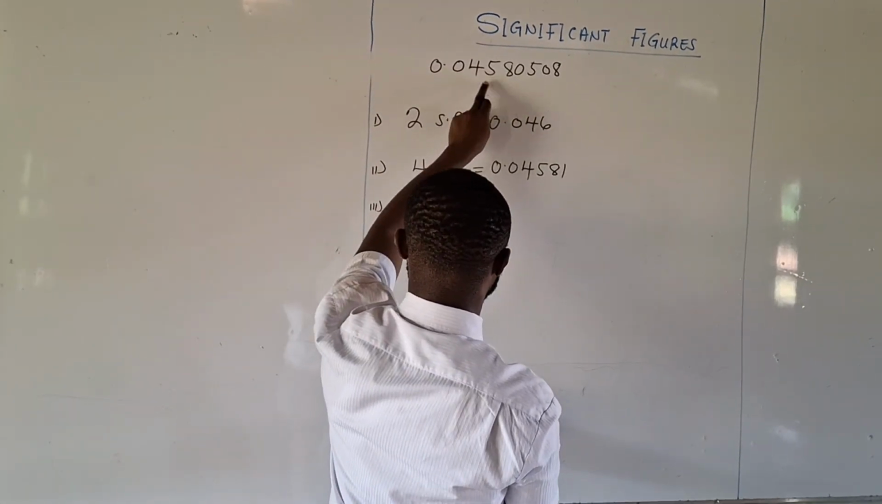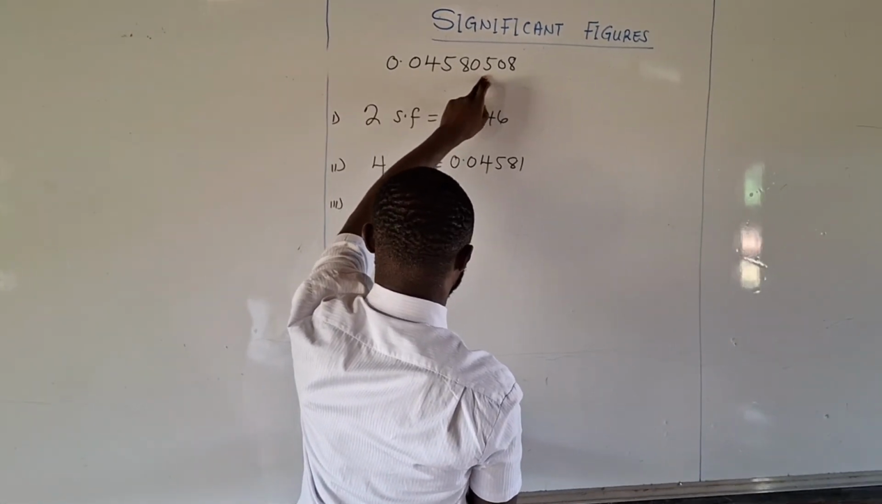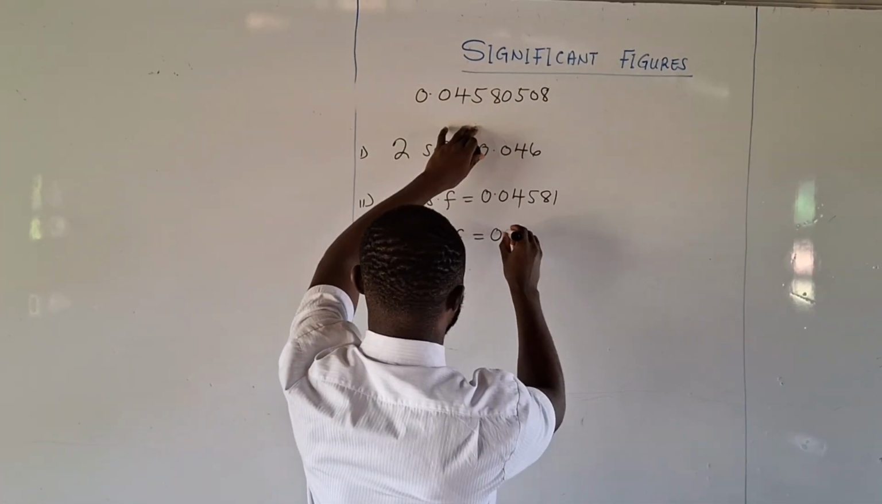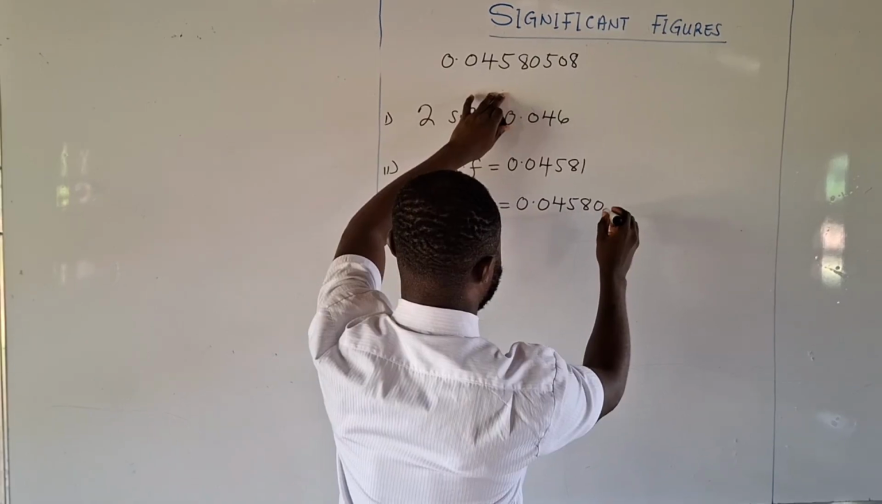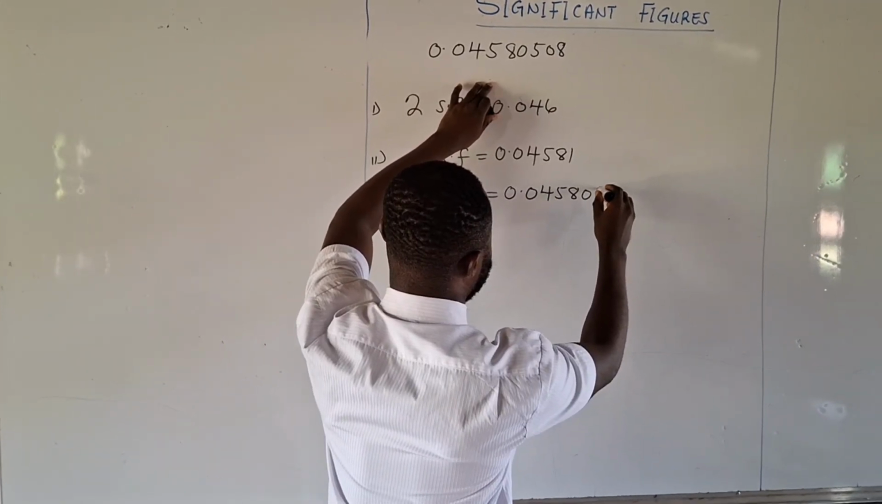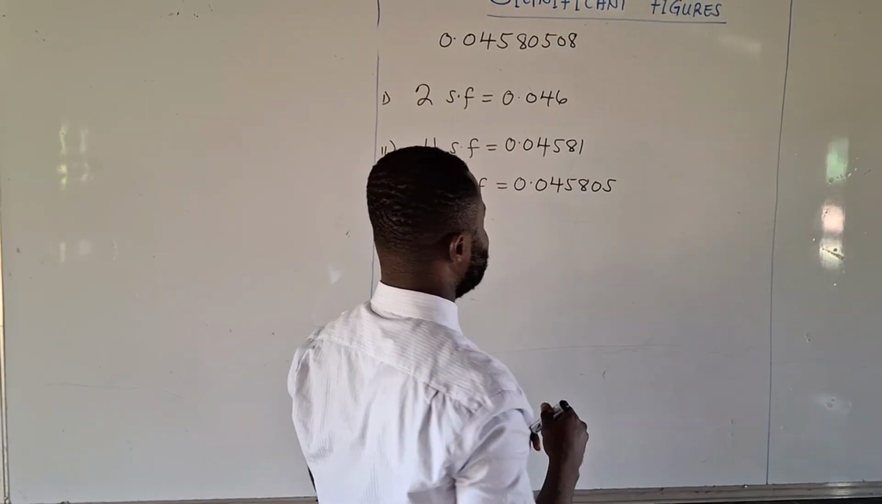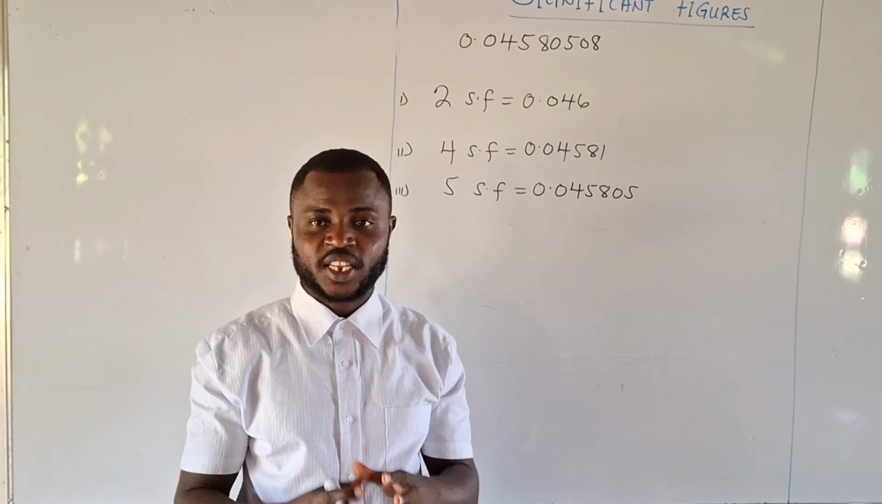So we have 1, 2, 3, 4, 5. So we end on the 5. This is not a roundable number, so we don't add anything here. So 0.04580. Then we have our 5. So 1, 2, 3, 4, 5. So this is how we express whole numbers and decimals as significant figures.